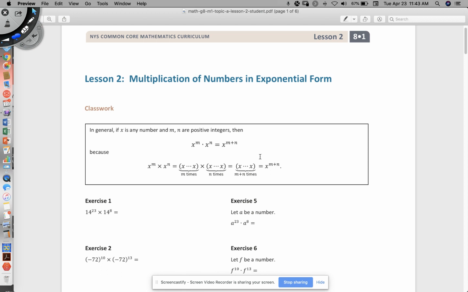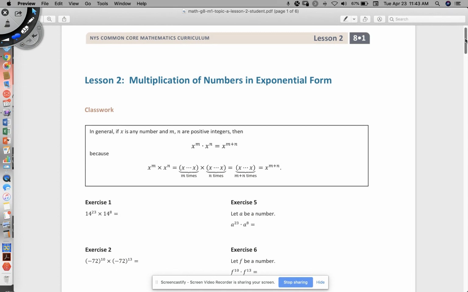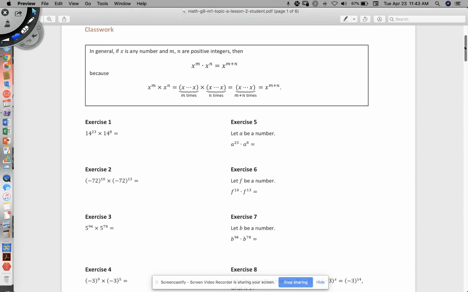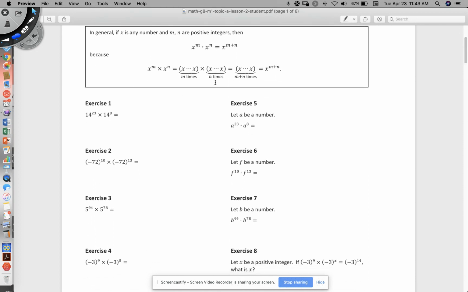All right, this is 8th grade, Module 1, Lesson 2, Multiplication of Numbers in Exponential Form. So we've been working with exponents, and now what do you do if you need to multiply numbers together and they both have exponents? Well, if you look here at your notes, we add those exponents. Let's say you had 3 to the 3rd power times 3 to the 4th power. You would wind up with 3 plus 4, which would give you 3 to the 7th power.